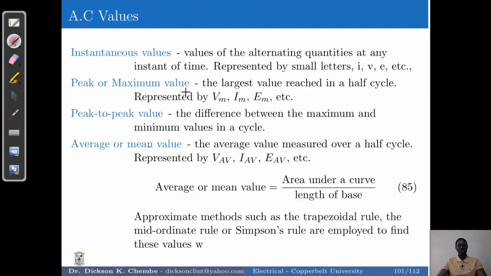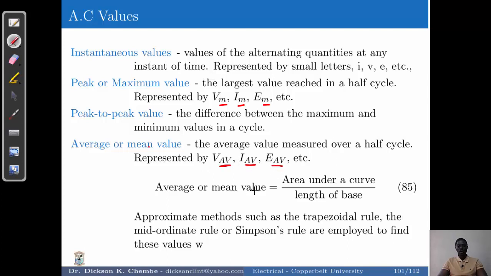Next, understanding other values, for instance the instantaneous value, which I've explained, and the peak or maximum value, which is represented by the letter m. Wherever you see the small letter m, it is indicative of a maximum value. Then you've got the peak-to-peak value, which is twice the maximum value, as you shall see later on. And then you have the average or mean value. The average value is simply measured over half a cycle, and is represented by AV.